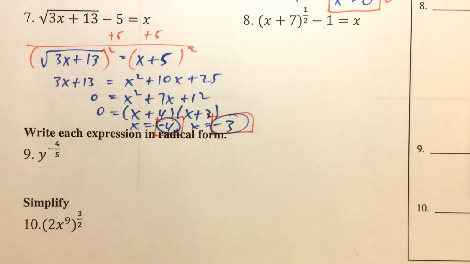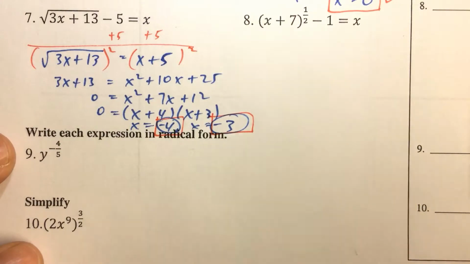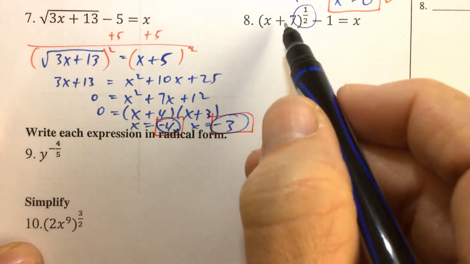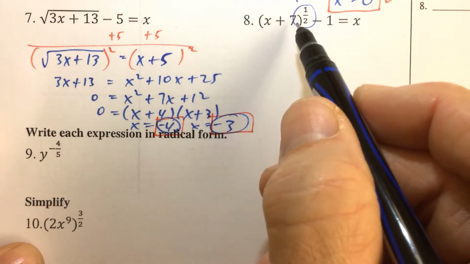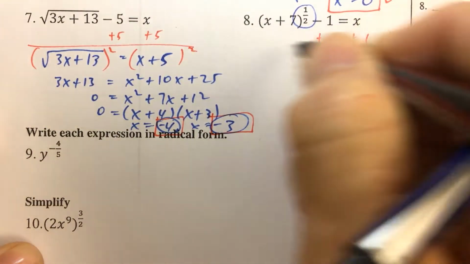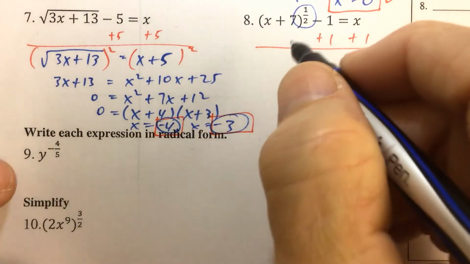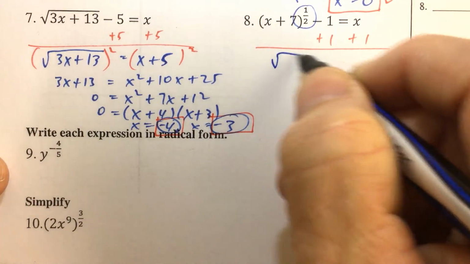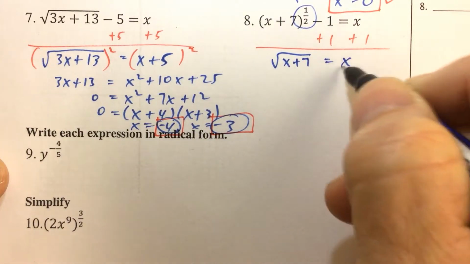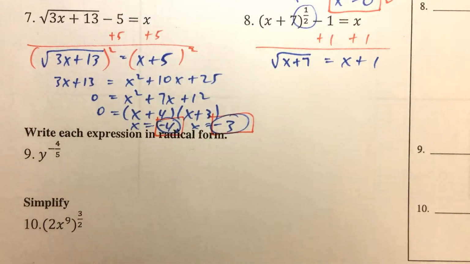And then, okay, we'll go ahead and do number 8 as well. So number 8, isolating the radical, even writing it as something to an exponent is in radical form. And if we isolate the radical, we do that by adding 1 to both sides. And I'm going to go ahead and rewrite x plus 7 to the 1/2 as radical x plus 7. And I'm going to write the x plus 1 on the right.